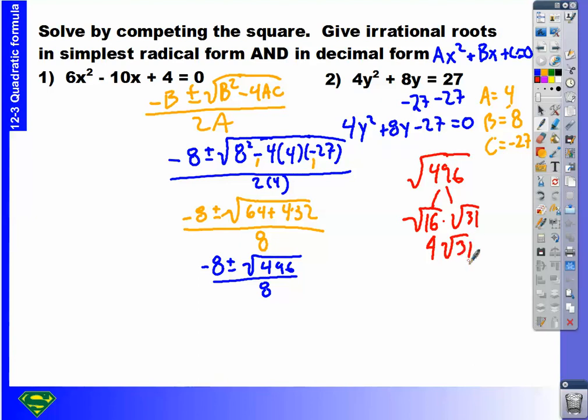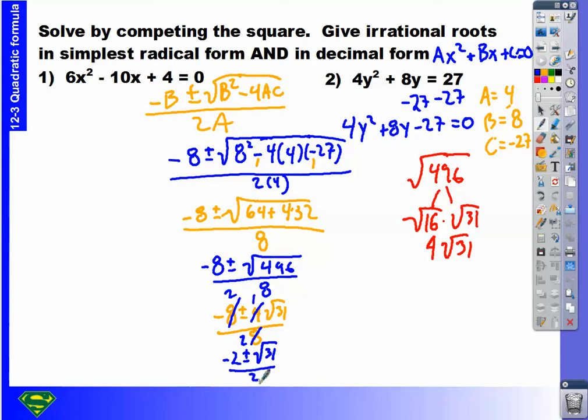So I'm going to rewrite this in that form. So we have negative 8 plus or minus 4 root 31, and that's over 8. Now, wait a second. All three of those terms share a factor. 4 goes into 8, 4, and 8, doesn't it? So what we can do is I'm just going to reduce. 8 divided by 4 is 2, 4 divided by 4 is 1, 8 divided by 4 is 2. So really, we have negative 2 plus or minus the square root of 31 over 2.